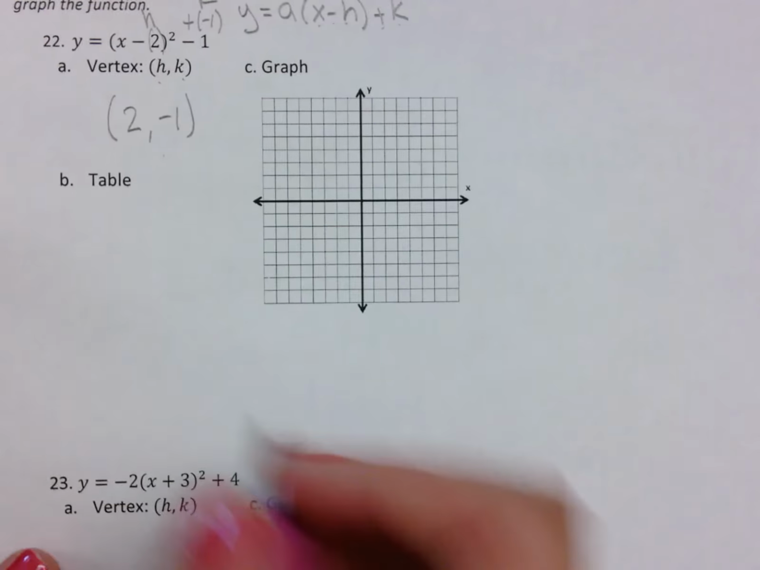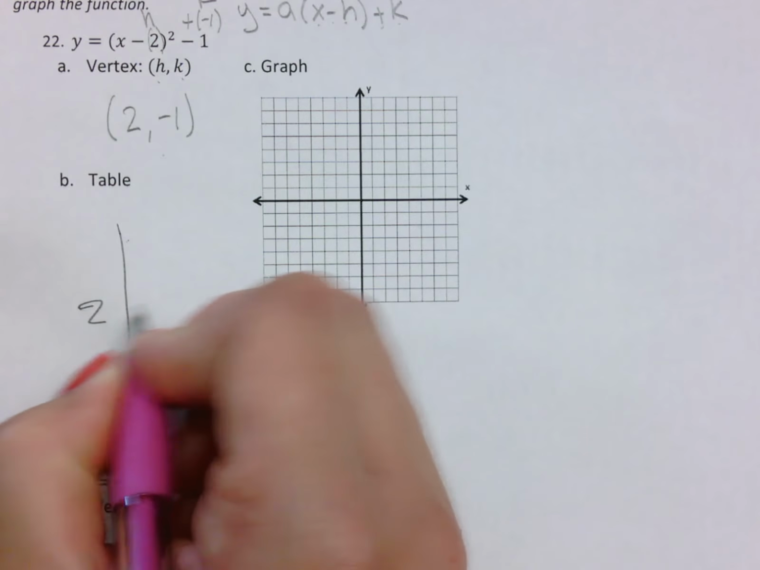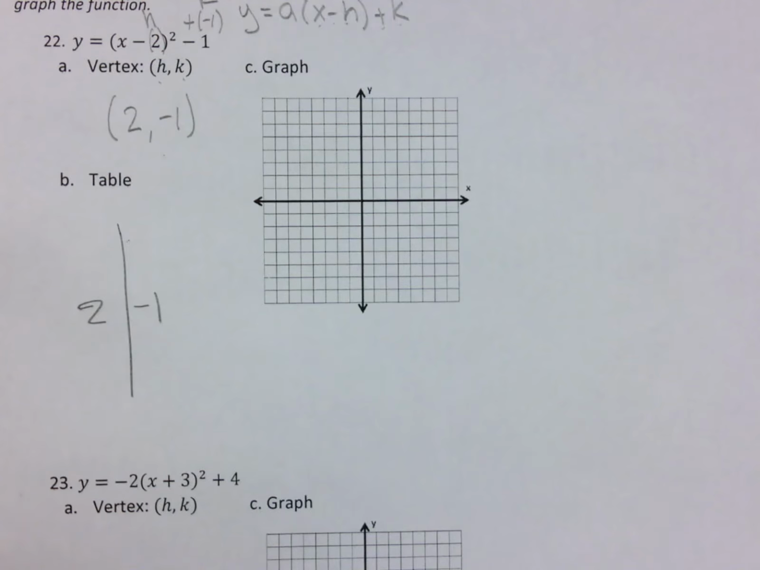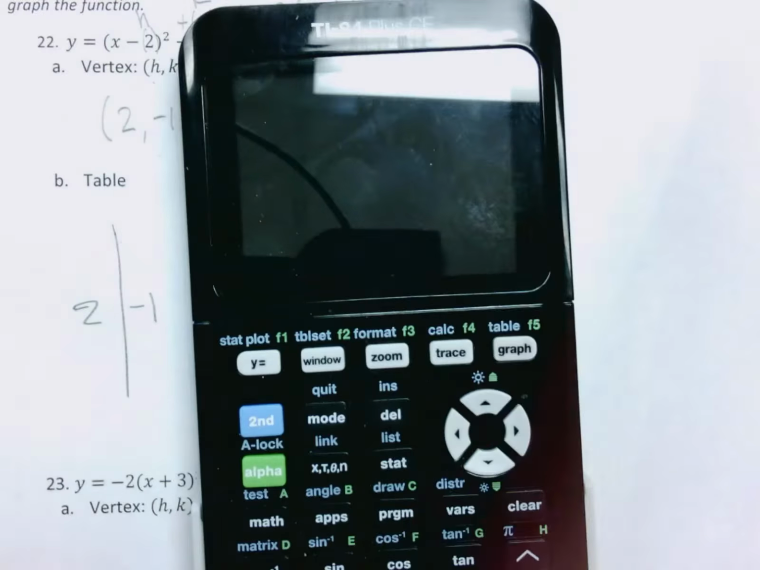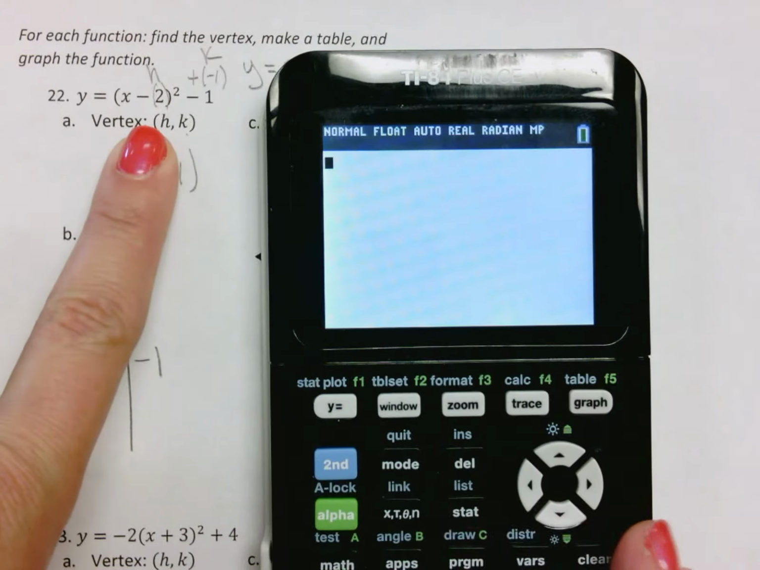So my vertex is (2, negative 1). I'm going to use that to make the center of my table. So I'm going to make a really simple table. I'm going to put positive 2 on this side and negative 1 on this side. And then I'm going to get my calculator out. And I'm going to go back to this original problem up here, the original function that you were given.